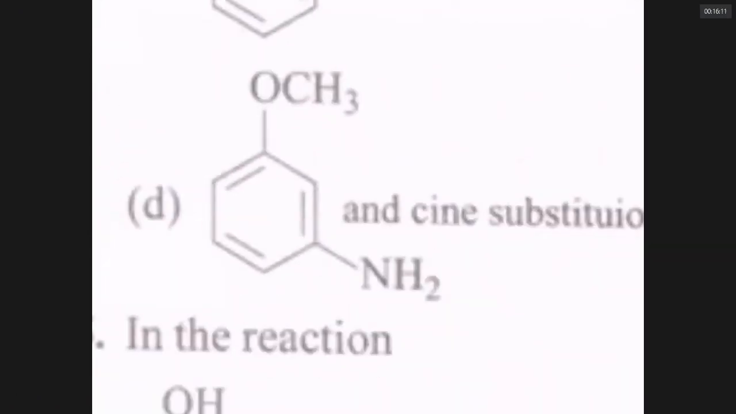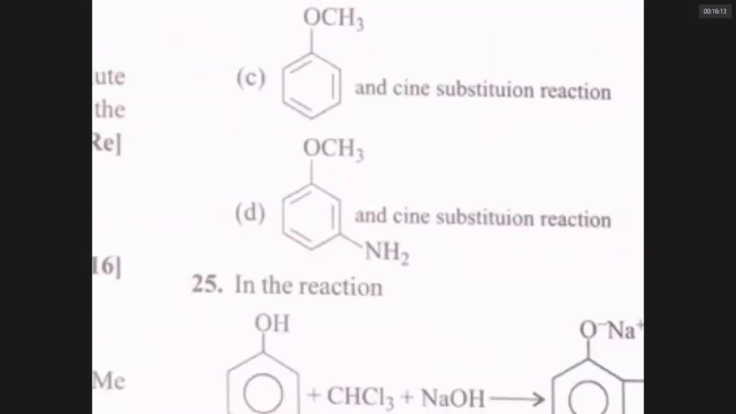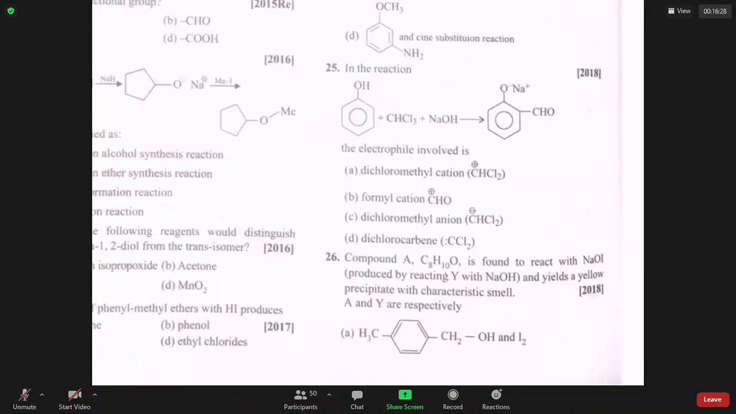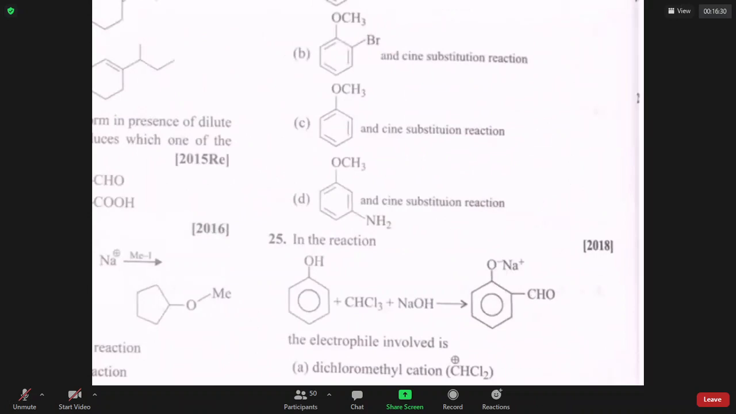That benzyne is unstable. That will rearrange to give back the product like D. So the product is 3-amino anisole. The reaction is called a cine substitution. This I will talk only for advanced. But you should remember the fundamental reaction because they asked it once in IIT Mains 2017. So this is a reaction of phenolic ethers.